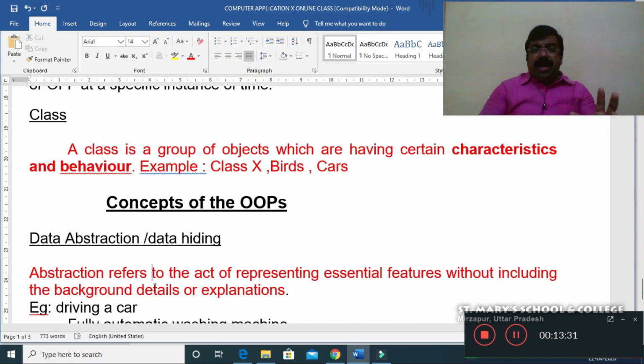See, the thing I want to say here is, a driver should know what to do with the essential things, such as using the gear, the brake, the clutch, as well as the accelerator, and only the necessary things. He need not open the bonnet or worry about what happened inside. He has to only call the serviceman. So that is what we say. Essential features are only considered without going into the background details.